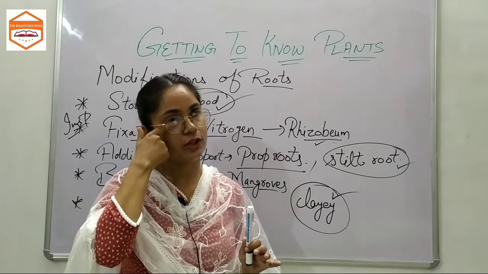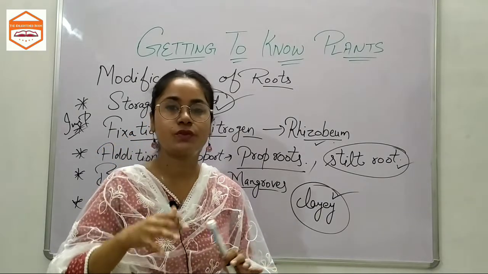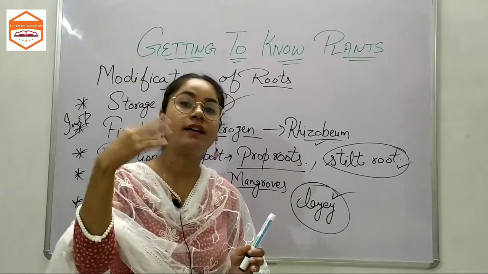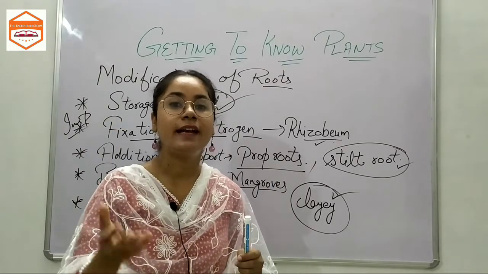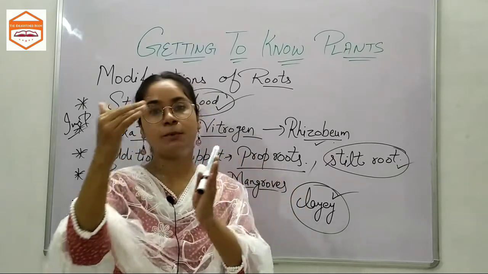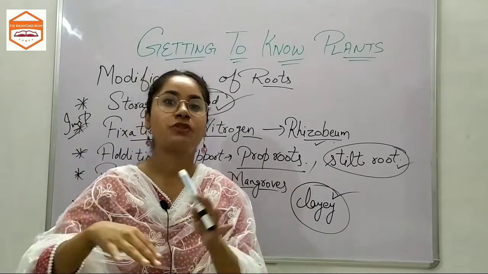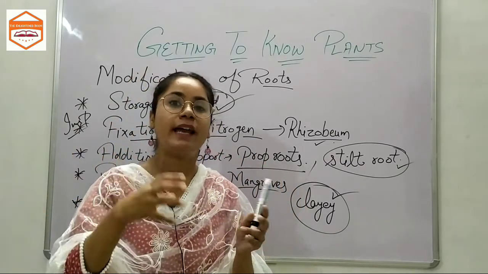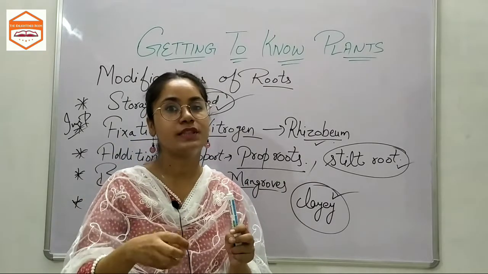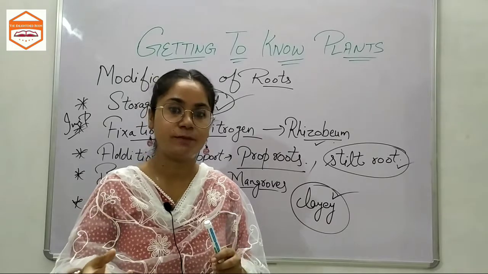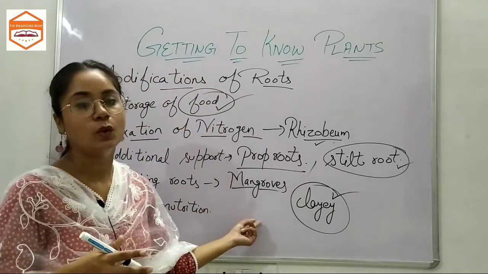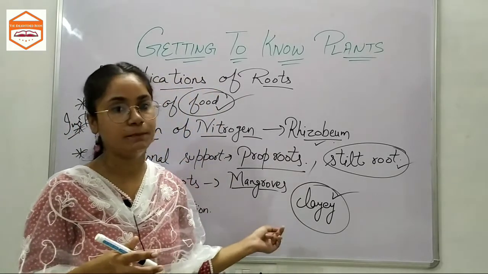So those roots come out from the ground vertically upwards, and they breathe in the air. A portion of that root is in the ground, a portion of that root is in the air, and the roots breathe, and the roots absorb minerals and water from the soil. This is how this whole work is done in case of mangroves.